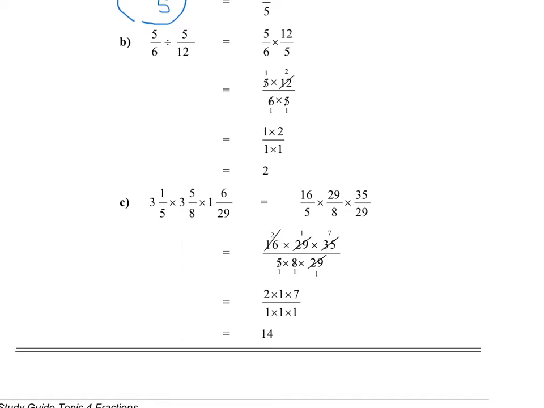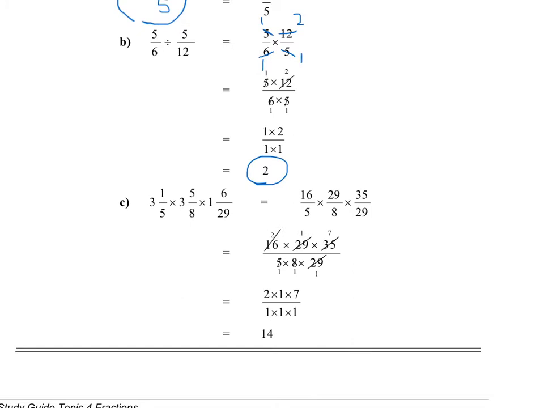Now once we have the multiplication sign, we can look for common factors, and we have common factors of 5. 5 goes into 5 once, 5 goes into 5 once. We've also got a common factor of 6 for 6 and 12. 6 goes into 12 twice, 6 goes into 6 once, so we end up with an answer for this one, once we perform all the multiplications, of 2.